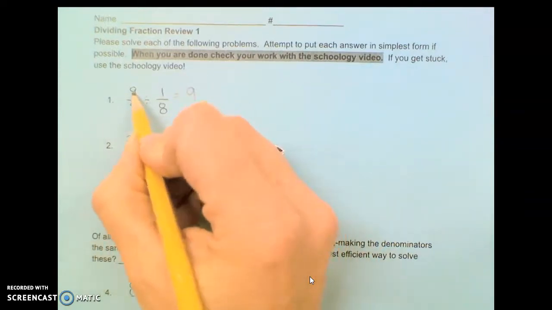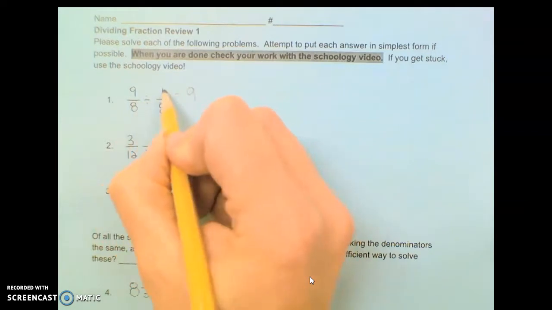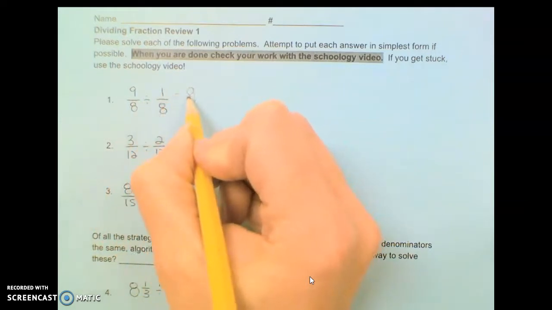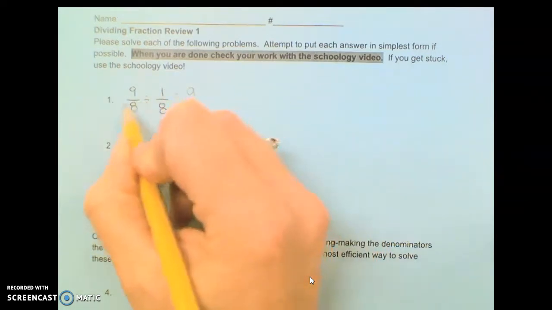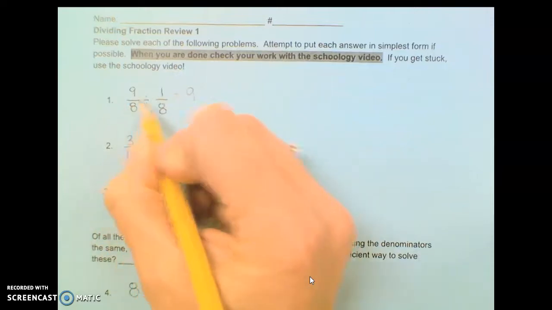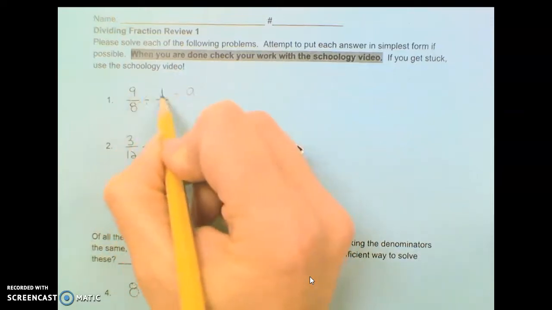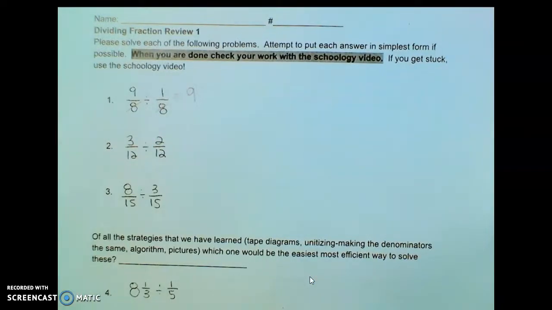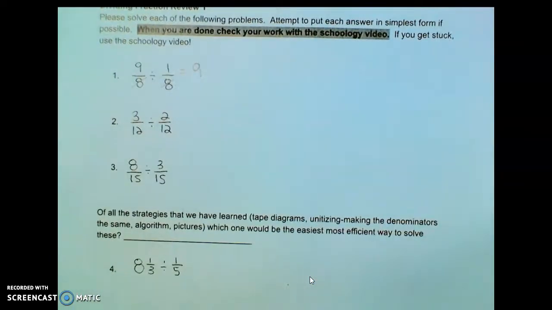Remember, it's like 9 dogs divided into groups of 1 dog. How many dogs would be in each group? 9. So this is just like having your unit, so we can really ignore that and just do 9 divided by 1, which is 9. Number 2 is similar, where it's unitized.